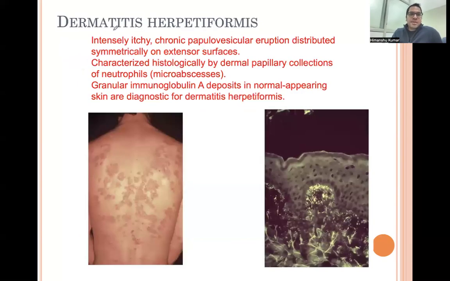All right. Coming to dermatitis herpetiformis, these are also extremely itchy. Papulovesicular eruption. Distribution is very classic on the extensor surfaces, so knees and elbows. Oral mucosa is not involved. Immunofluorescence will show granular IgA deposits, but in pemphigus we get IgG deposits.